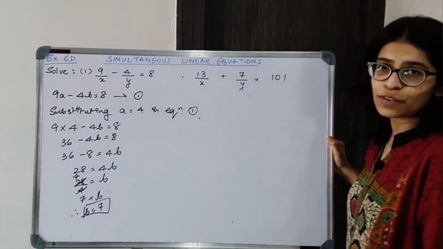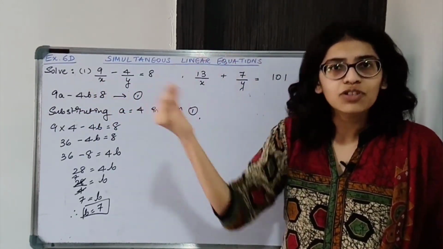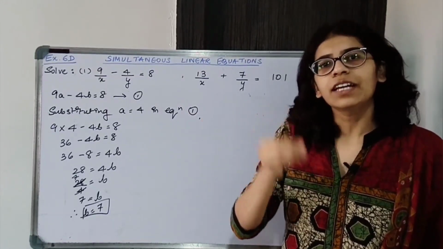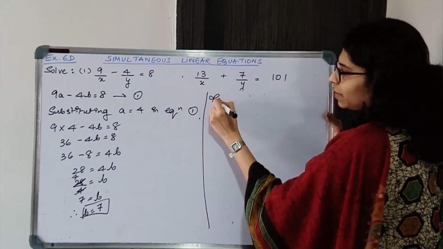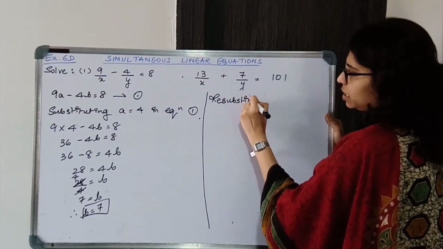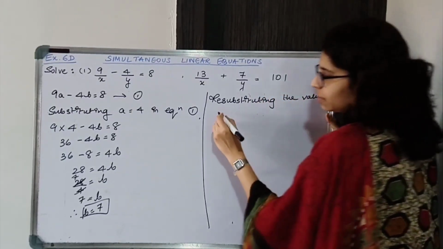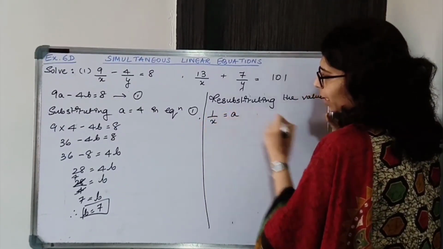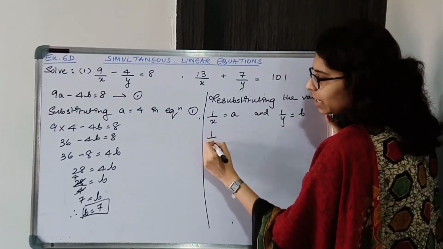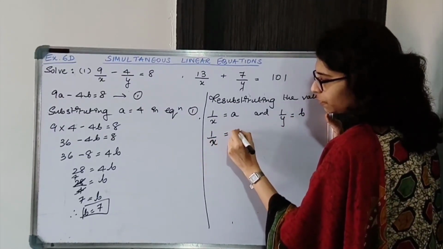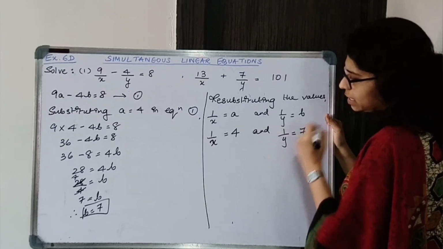We found the values of a and b, but we need to find the values of x and y, the variables of the original equation. Okay, originally there were x and y variables, so we have to find the values of x and y. So resubstituting the values. So we know 1 upon x is equal to a and 1 upon y is equal to b. a का वैल्यू क्या मिला? We got it as 4, and b का वैल्यू we got as 7.